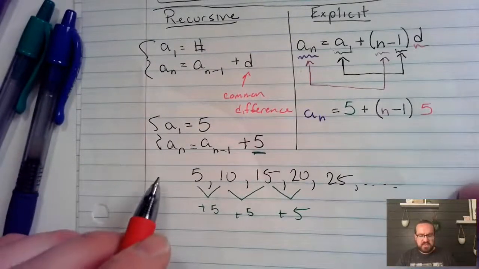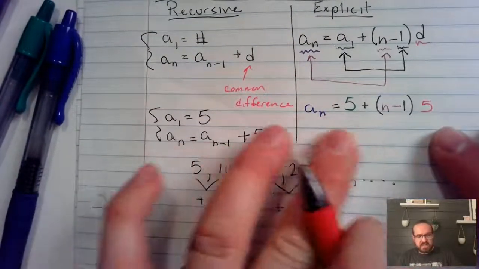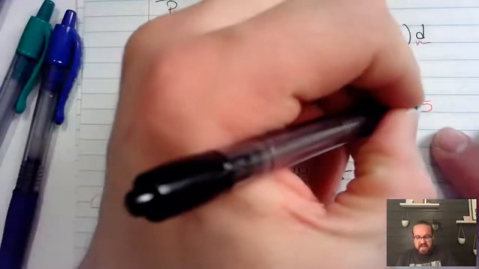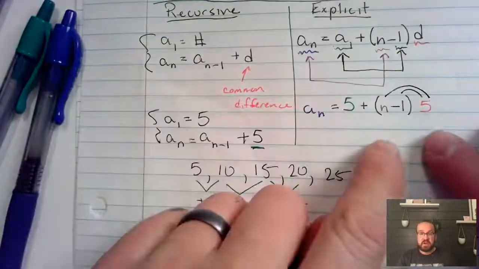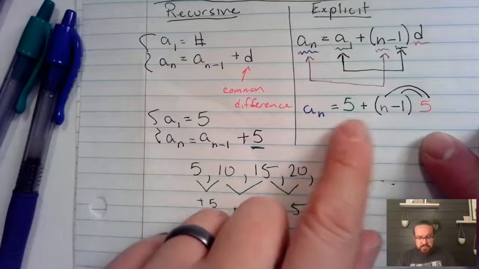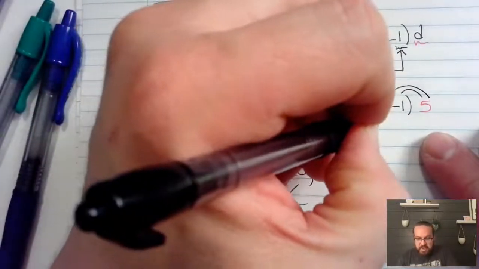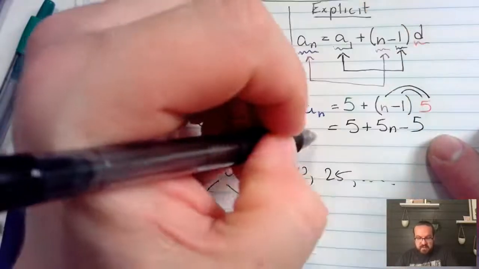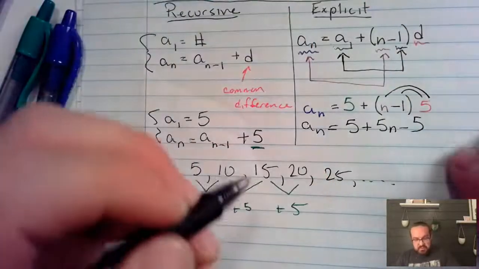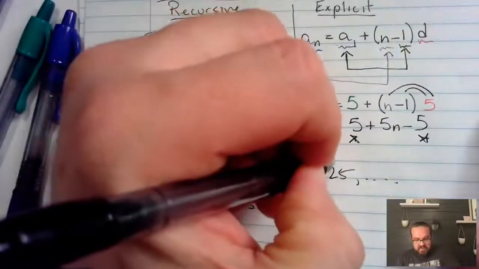All right, so let's see if I can simplify this here. Looks like I can distribute the 5 that's connected by multiplication. Okay? Notice there's a plus sign there. So I have 5 plus 5n minus 5. Looks like I have some like terms here. And so a sub n equals 5n.